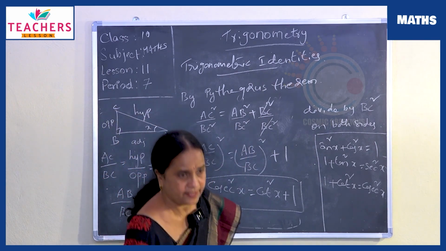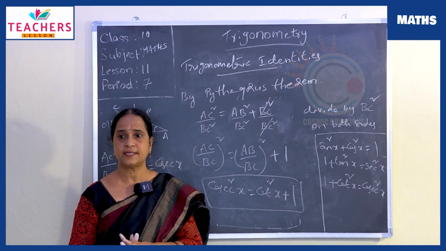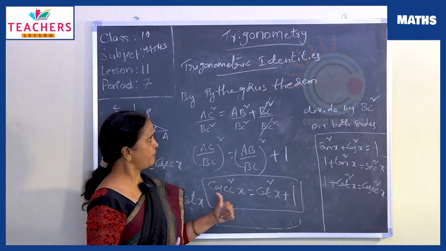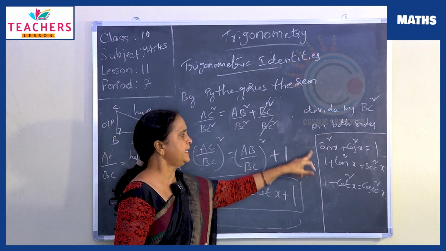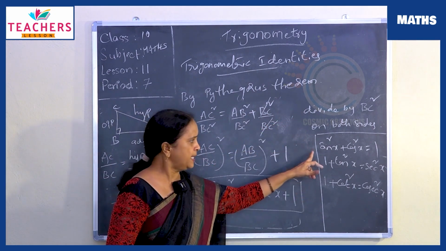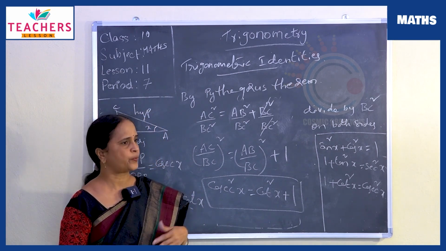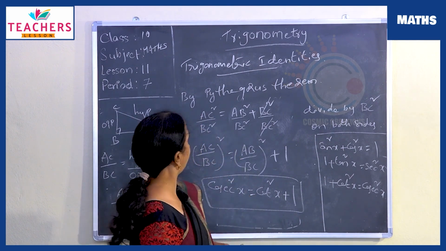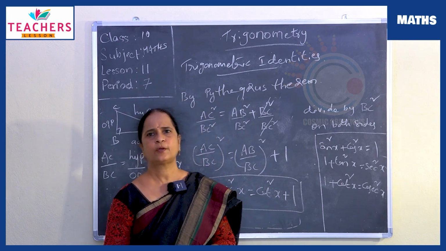So far what have we learnt? We had done some problems based on complementary angles of the trigonometric ratios. After that, trigonometric identities. We found three identities. Based on these three identities, we have to solve some more problems from exercise 11.4. Tomorrow we are going to work on it.